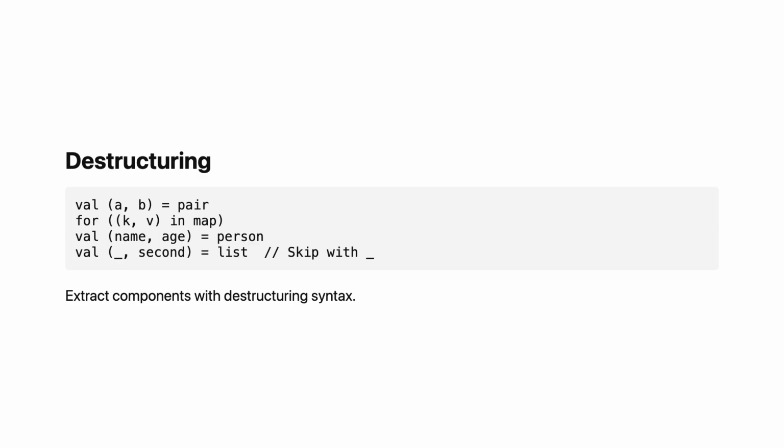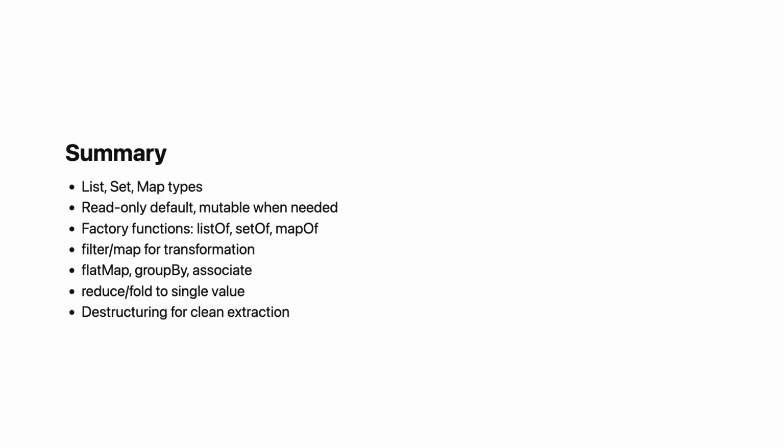Destructuring extracts components. For pairs: val (key, value) = pair. For lists: val (first, second, third) = listOf(1, 2, 3). In loops: for ((key, value) in map) to use both. Data classes support destructuring: val (name, age) = person. Destructuring makes code cleaner when working with structured data. Use underscore to skip: val (name, _) = pair. Ignore the second component.